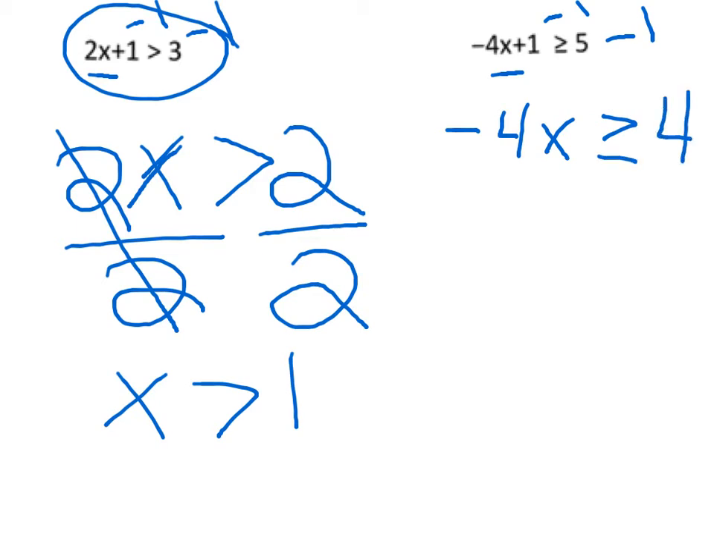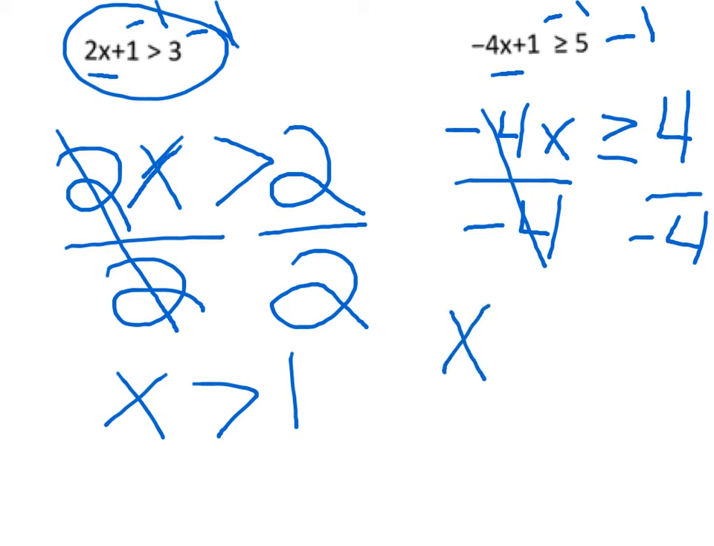Now, to isolate this x again, we need to divide by a negative 4. Remembering, when we divide by a negative number, we have to flip our sign. So our 4's will divide to 1, and we'll get x is less than or equal to negative 1. And again, we do this because we are dividing by a negative number.